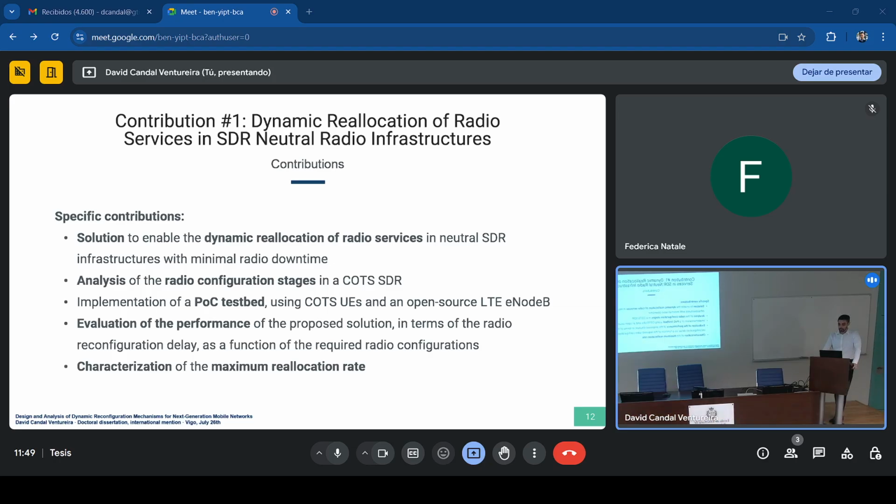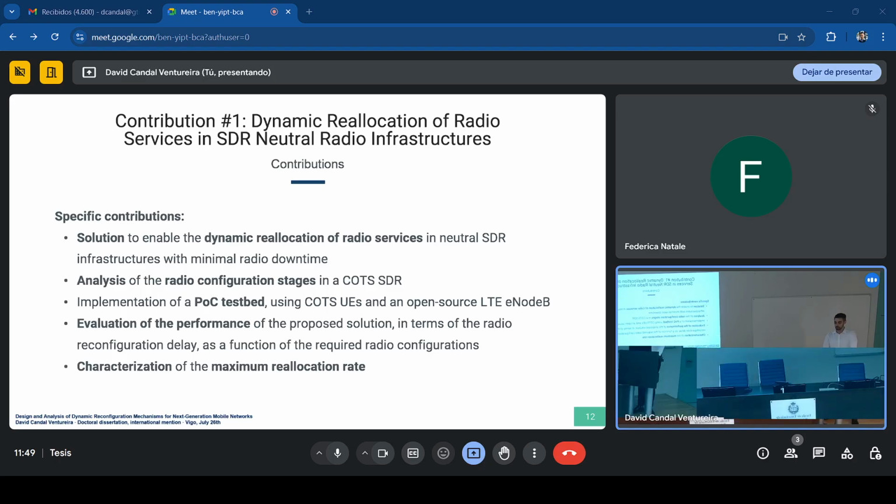And we built an experimental testbed and evaluated the downtimes resulting from the different radio configurations that are required to configure the SDR when switching between baseband functions. Our experiments demonstrated the validity of our proposal and showed that it is possible to frequently relocate the radio to different operators without significantly impacting the infrastructure availability.